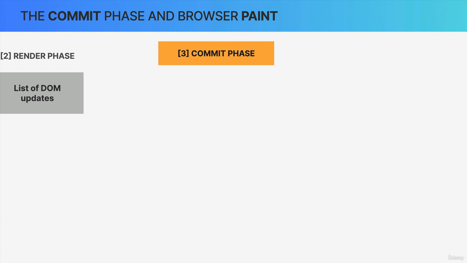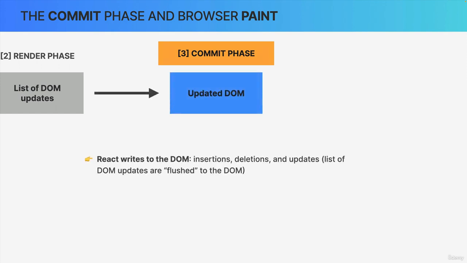All right. But anyway, as you know by now, the commit phase is where React finally writes to the DOM. So it inserts, deletes, and updates DOM elements. You will sometimes also read that React flushes updates to the DOM in this phase. So basically, React goes through the effects list that was created during rendering and applies them one by one to the actual DOM elements that were in the already existing DOM tree.